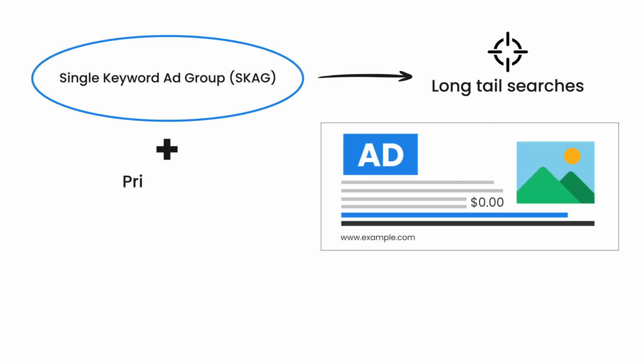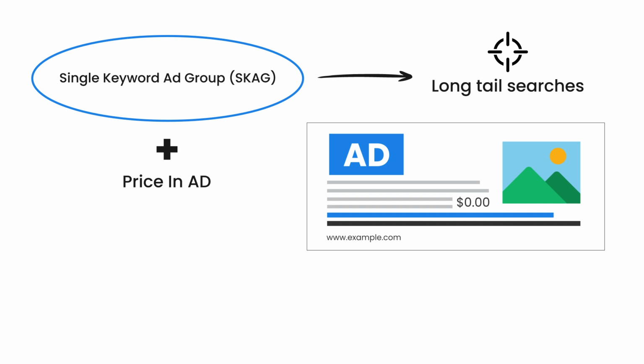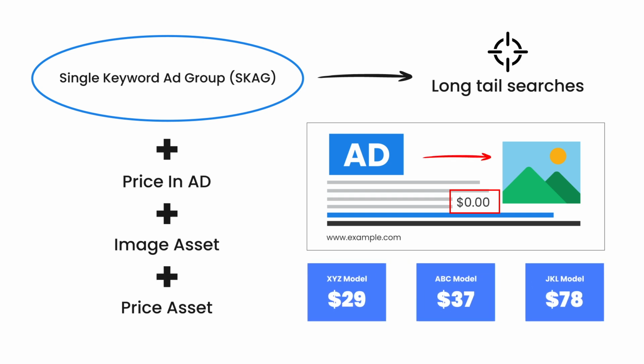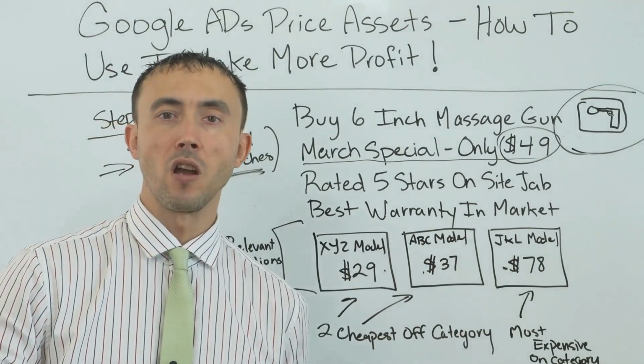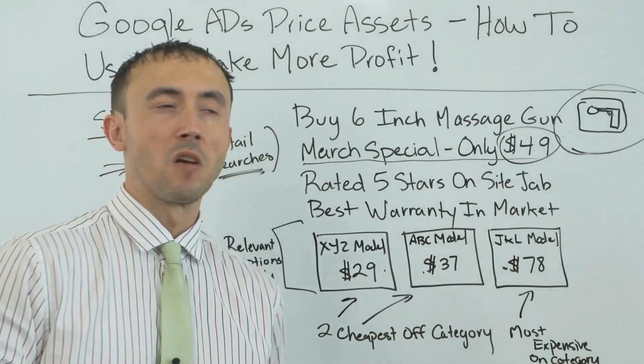Then you're going to add in your price in your ad, which I'm going to talk about here in a moment. So you put the price in the headline of the ad. You're going to use an image asset, which is going to be your picture next to the ad. And then you're going to finally add in your price asset as a part of this overall campaign structure you're going to create for yourself or replicate for yourself at your company.